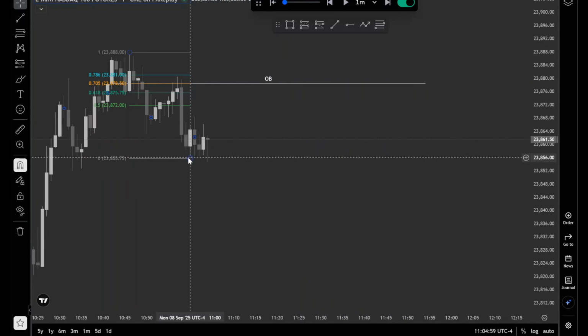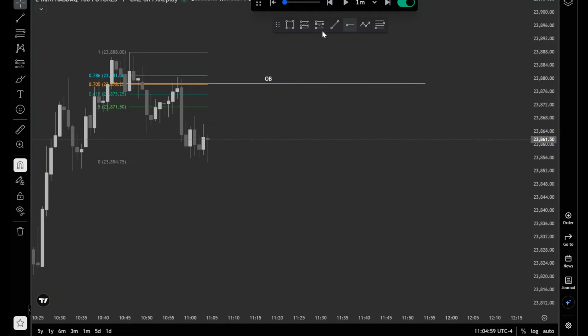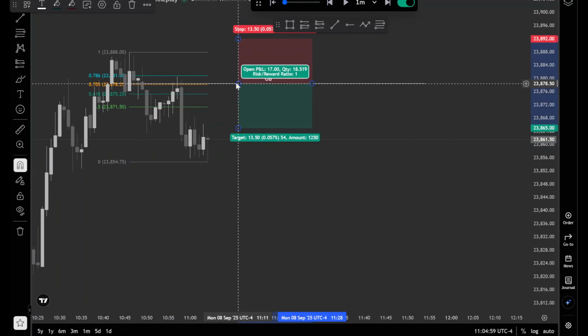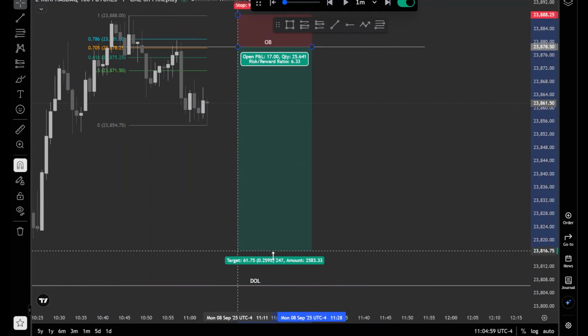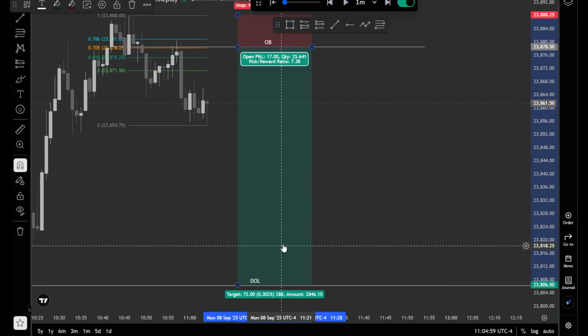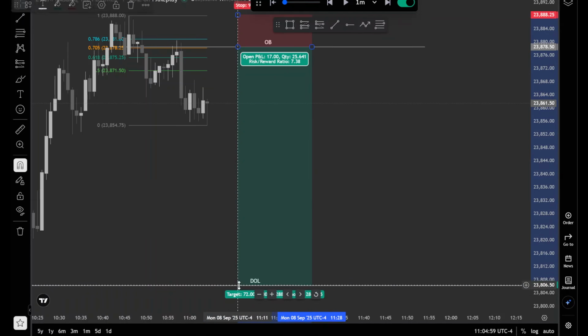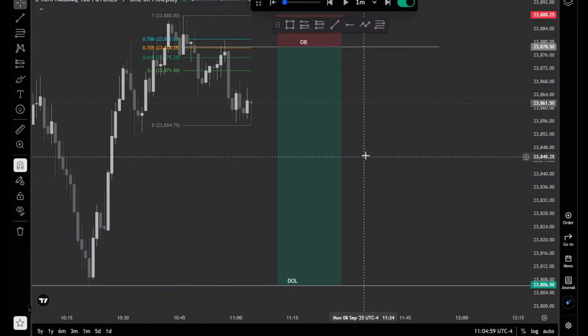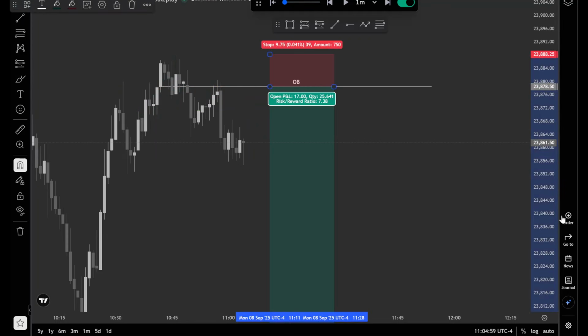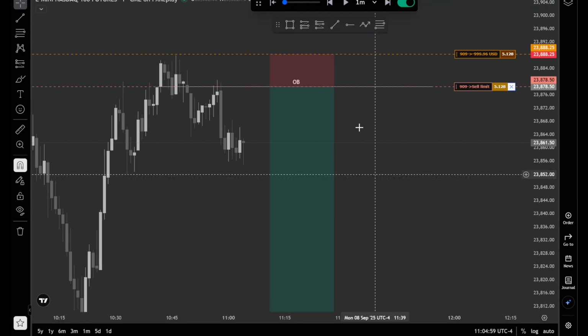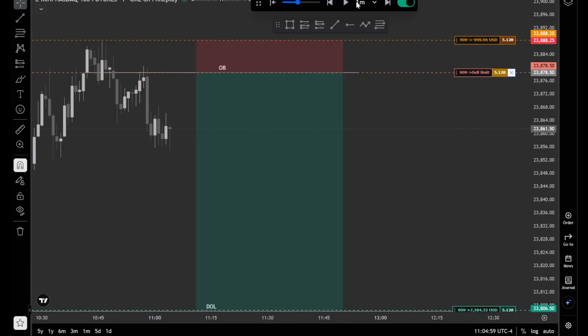Okay, we gotta adjust it a bit so it's no longer gonna align perfectly. But regardless, I'm gonna take this, stop above this high, and our target will be the draw on liquidity. Alright, that's 1.27 RR. That is amazing. Yeah, this looks incredibly solid. I'd say this is pretty much just A+. Set our limit there, and we just watch price play out.